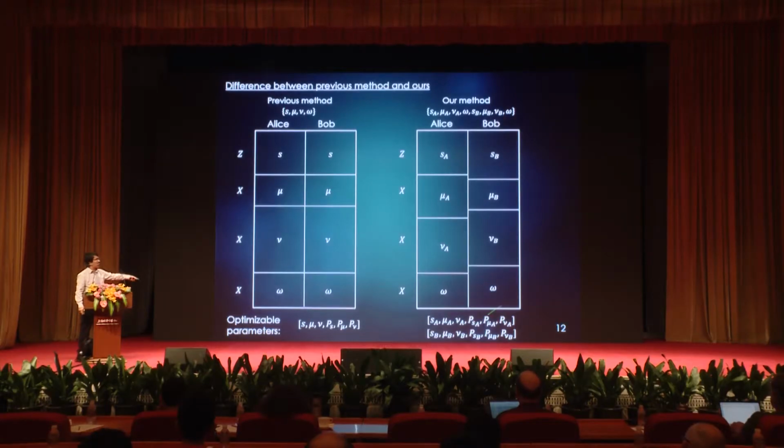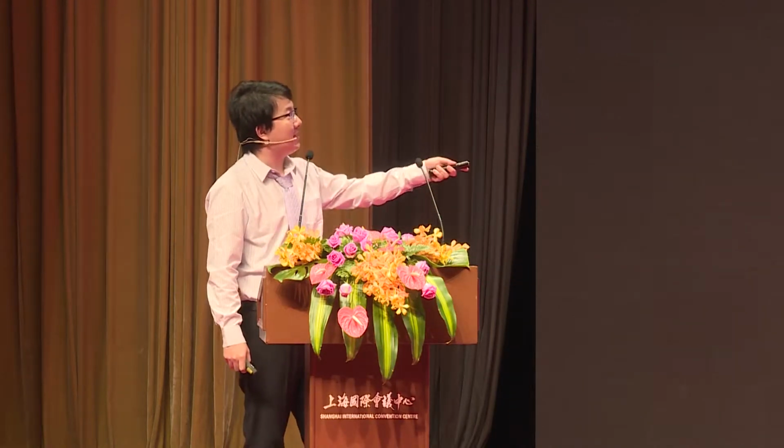So the channels are symmetric, and Alice and Bob will use the same intensities. So here, we apply our method and allow Alice and Bob to freely choose a different set of intensities. That is s_A, mu_A, nu_A and s_B, mu_B, nu_B, as well as the vacuum states. Now, before we talk about how do we choose those optimal parameters, let us first introduce the physical intuition of why such a method would work against asymmetry.